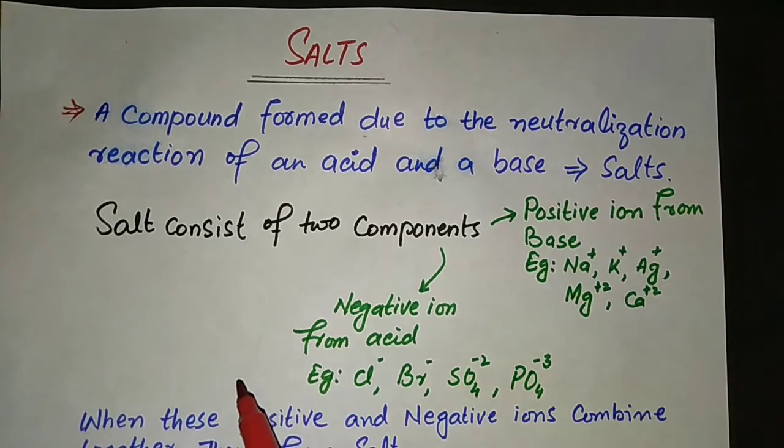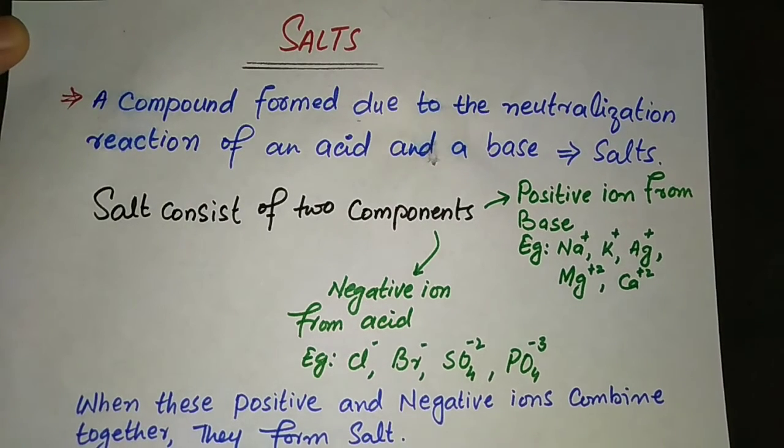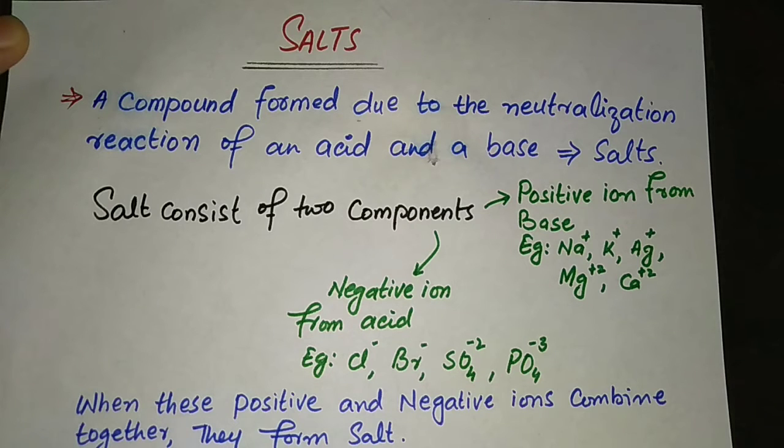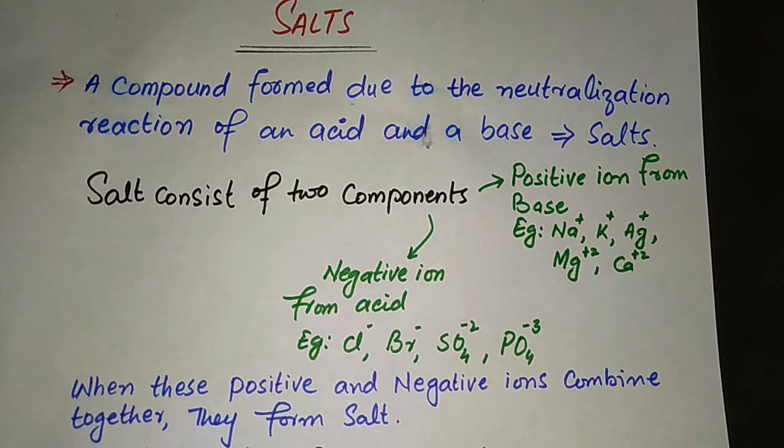Salt consists of two components, two portions. One part of the salt comes from the base and the second part of the salt comes from the acid. These two parts combine together and form the salt. The positive ion comes from the base and the negative portion, or the negative ion, comes from the acid.